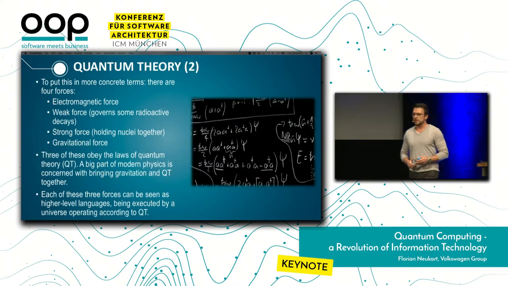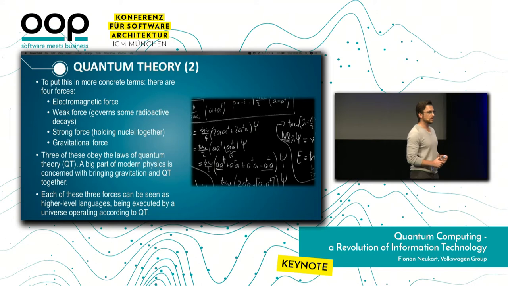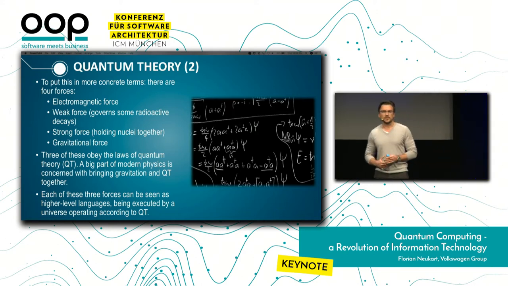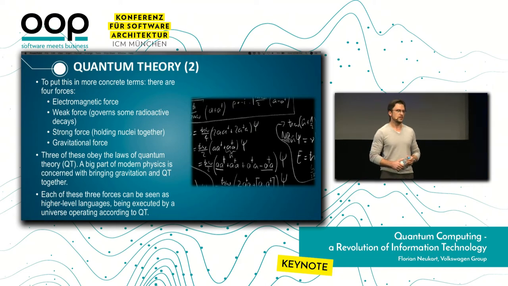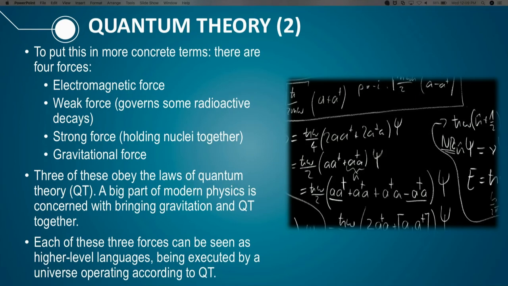To put this in more concrete terms, there are four fundamental forces in physics that are interesting. There is the electromagnetic force. There is the weak force, which governs some forms of radioactive decay. Then there is the strong force holding the nuclei together. And then there is gravity. For three of these forces, people have found theories that allow you to unite them with quantum theory. For the fourth one, gravity, it's not done yet. It's still an open problem. So if anyone has ideas, let's talk after this.